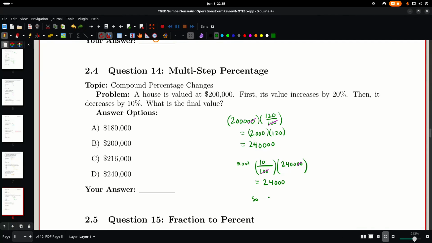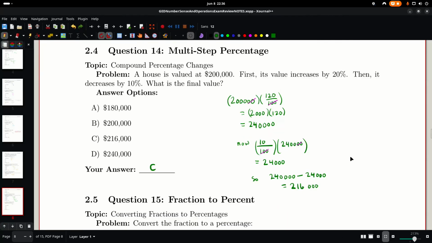So 240,000 is what the first new price was. So $240,000, and now we have to subtract $24,000. And so 240,000 minus 24. So if we subtract 20,000, then we'd have 220,000 and another 4, so we have $216,000. And that's what we get for C. Now we've got a whole bunch of answers that are C. Not much of a mix here.